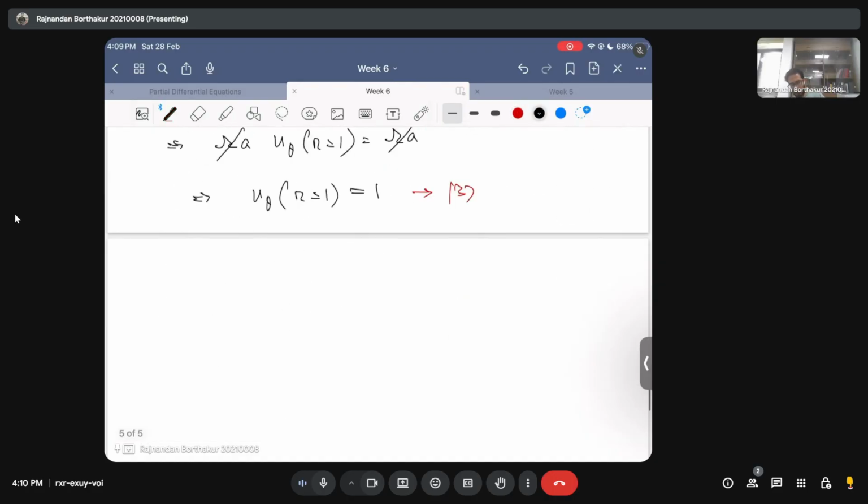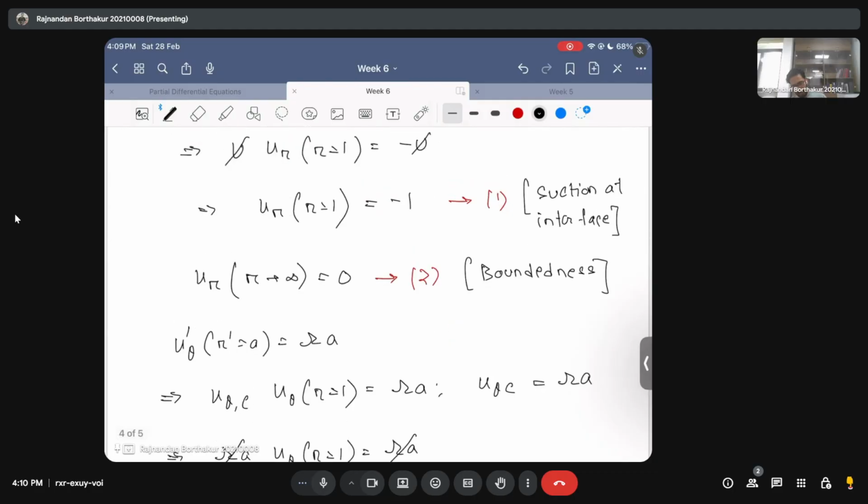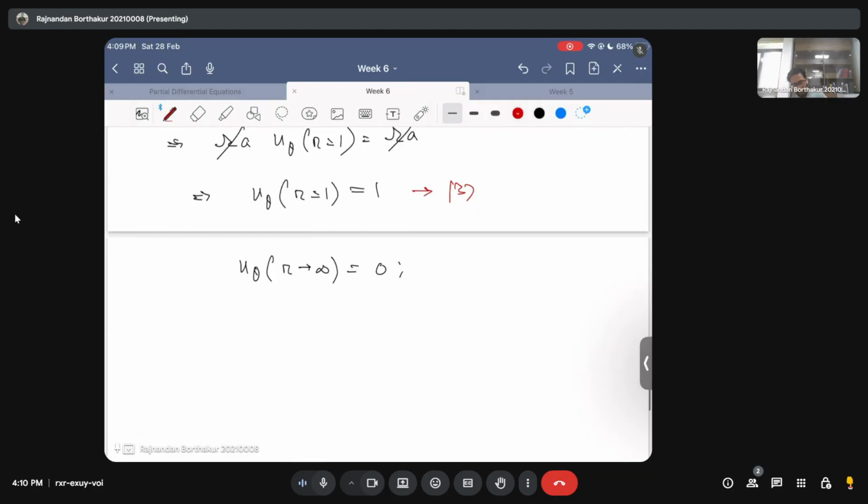And again, the second case for u theta, using the fact that the velocity fields are bounded, is that u theta at r tending to infinity is going to be equal to 0. That's again the boundedness. So this is the no slip, and this is your boundedness again.